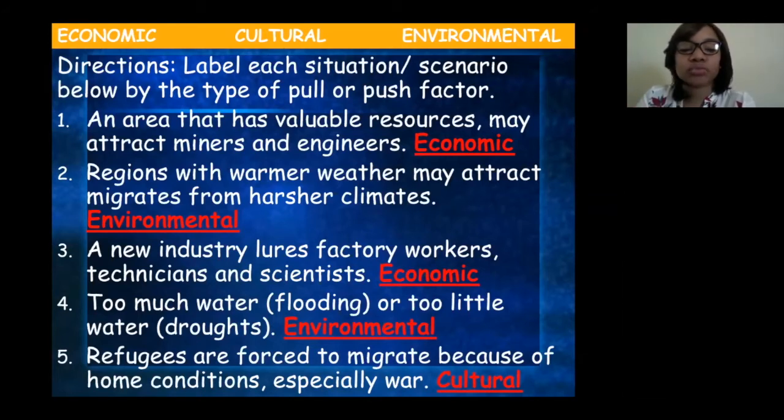Number four, too much water. Same thing as number two. It's talking about the environment itself and how the environment actually influences your movement, and that is also environmental. And number five, we have refugees being forced out, and there is going to be a cultural effect.